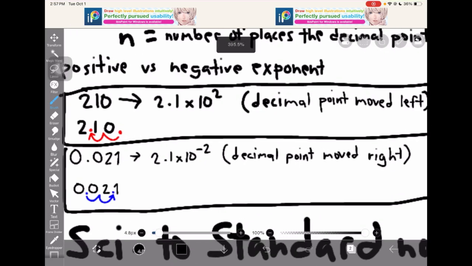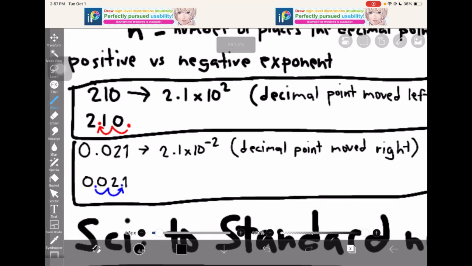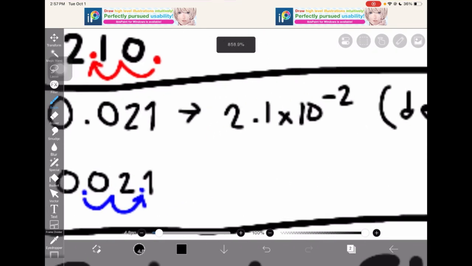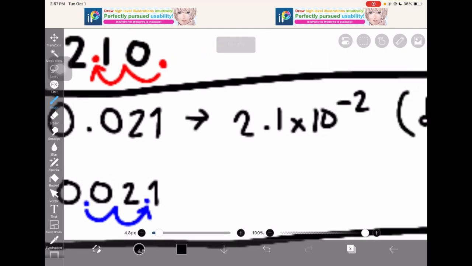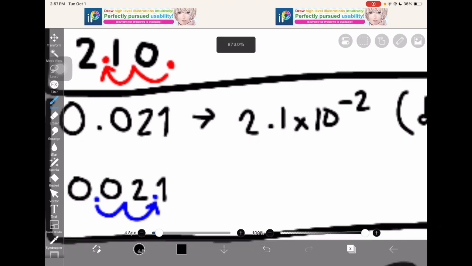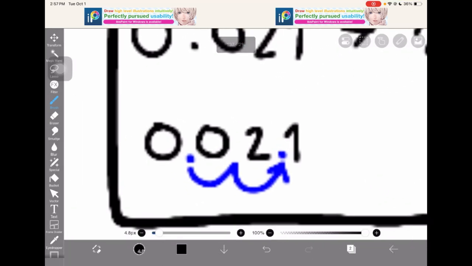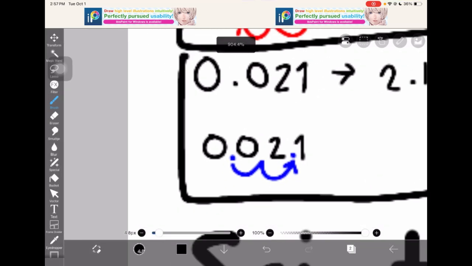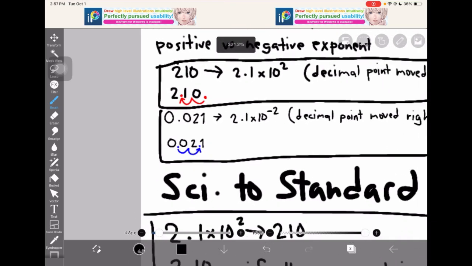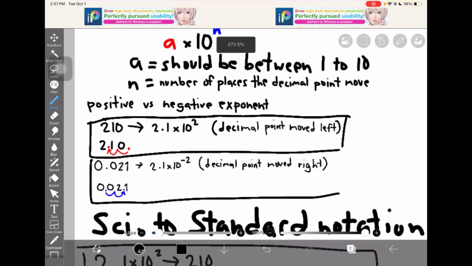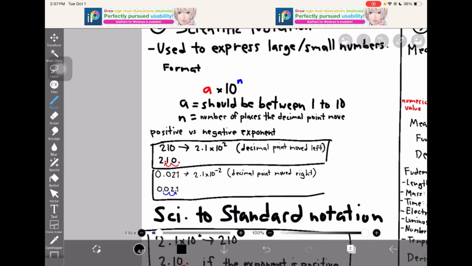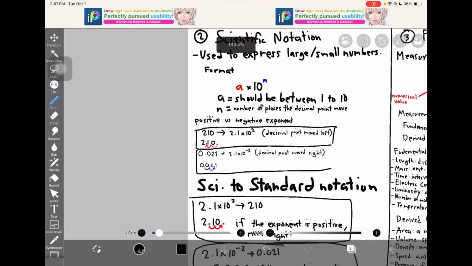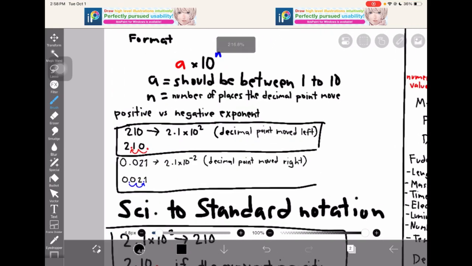Meanwhile, if it's a negative exponent, the decimal point moves to the right, as we could see. So from 0.021, it became 2.1 times 10 raised to negative 2, which is visualized here. As you can see, 2 places to the right. Now we know how to convert. Let's convert some from standard notation to scientific notation later.